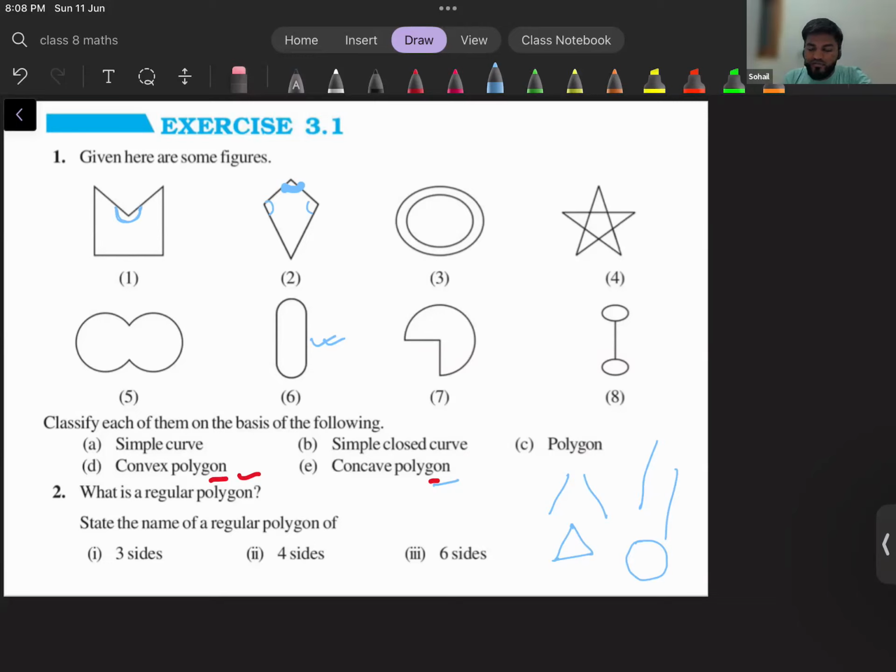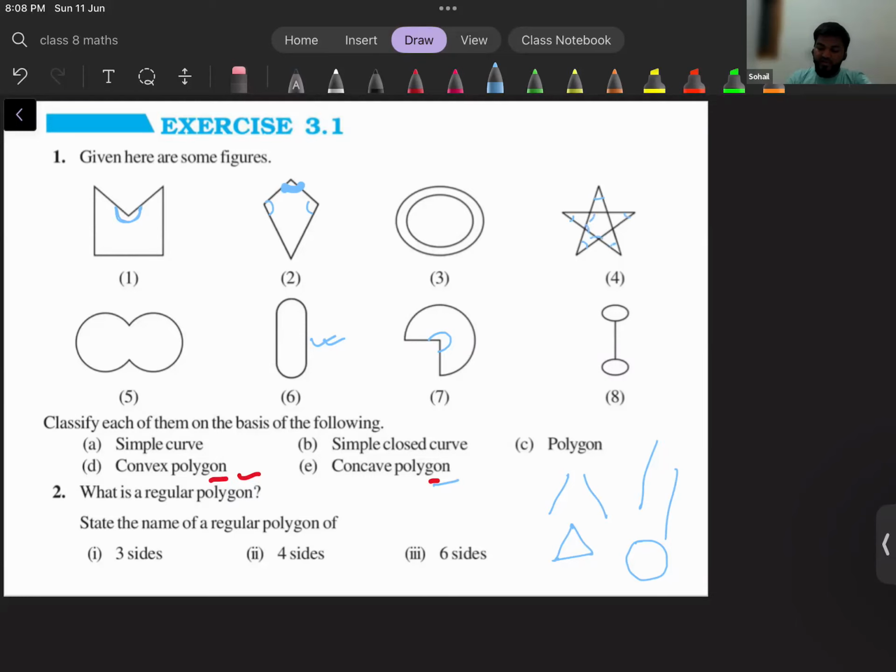There is one more figure which is a concave polygon. Which one is that? The seventh one, very good. That is this angle, right? And see figure number 4, that one is a convex polygon, right? All the angles are less than 180.